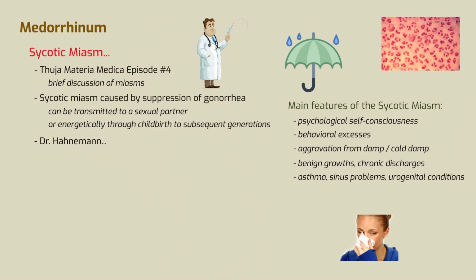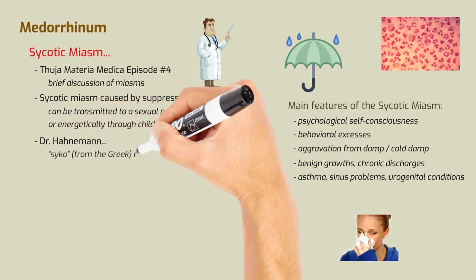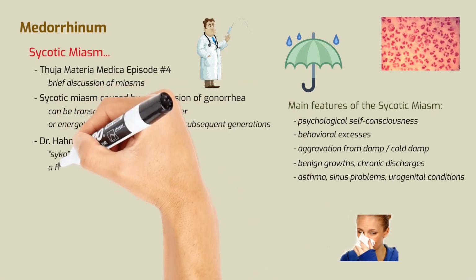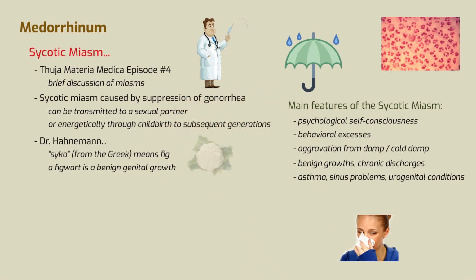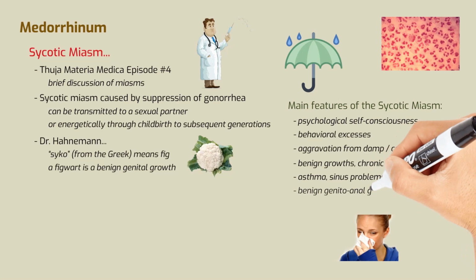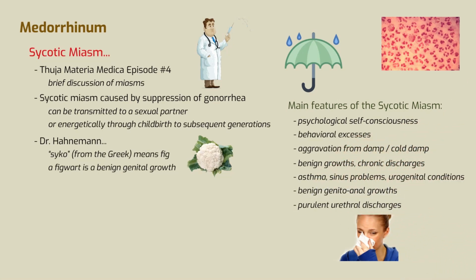Dr. Hahnemann coined the term psychosis using the root psycho from the Greek, which means fig. A figwort is a benign genital growth that looks like a small clump of cauliflower. And Hahnemann determined that figworts are a common manifestation of the psychotic miasm. Common conditions associated with the gonorrhea miasm are benign genitoanal growths and purulent urethral discharges.